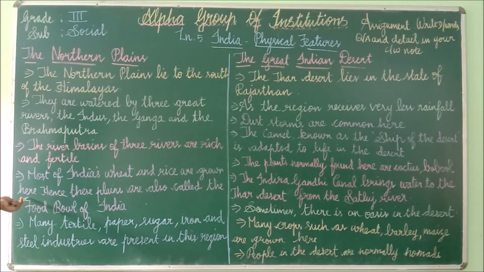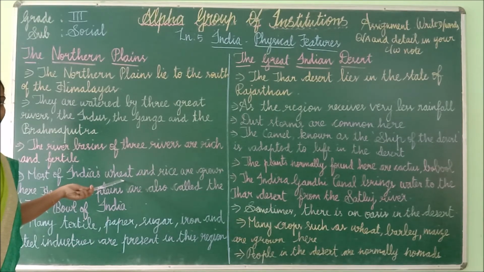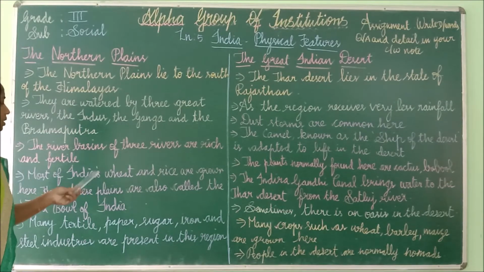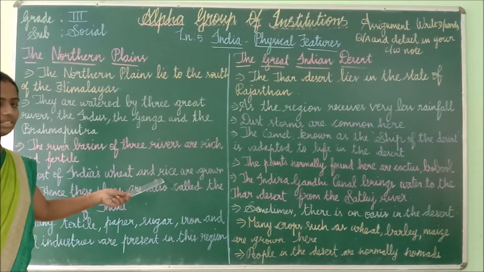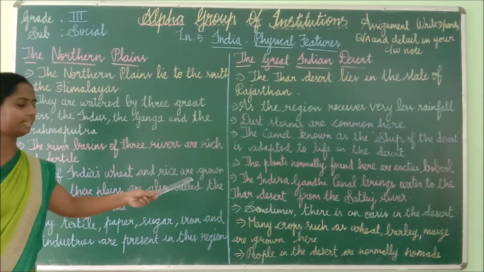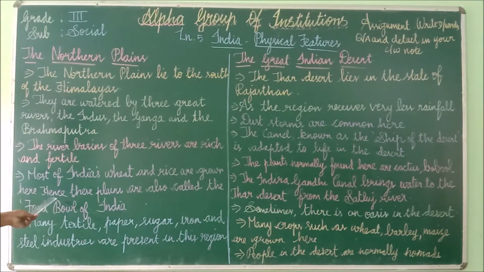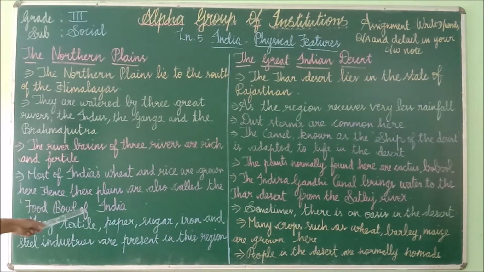You have to listen carefully. Most of India's wheat, this we are using daily as a food for making chapati, isn't it? So by using wheat only we are preparing chapati. India's wheat and rice we are cooking daily, we are eating daily food meals, isn't it? So India's wheat and rice are grown here. Hence these plains are also called the food bowl of India.